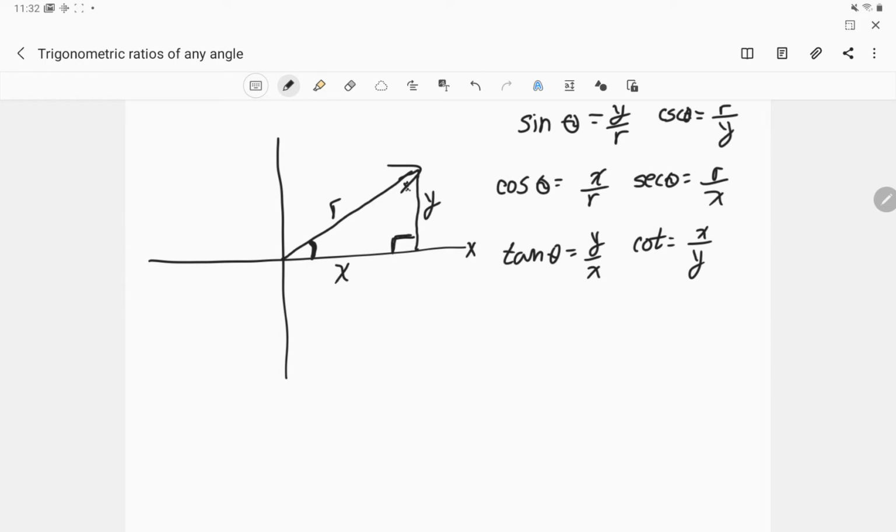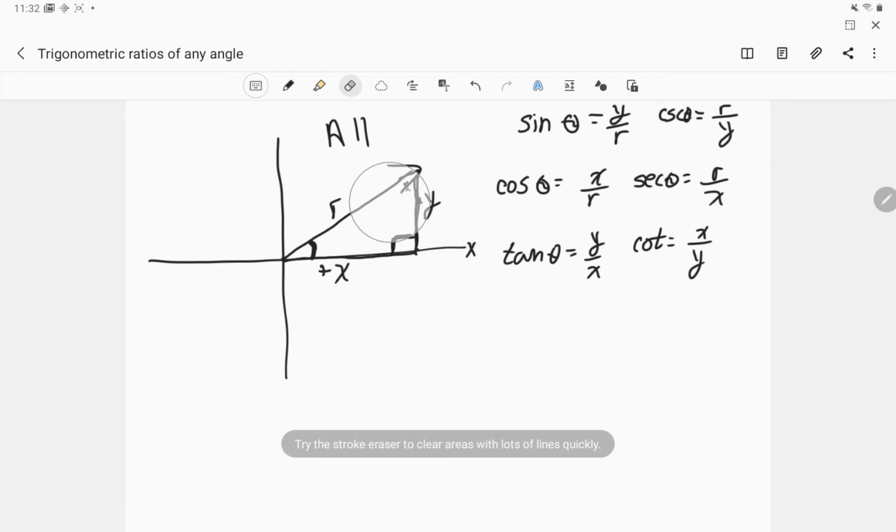It's just the reciprocal. Now, in this first quadrant, for the x, we start at the origin and go forward. For the y, we go up, meaning they are both positive. So when I look at my trig functions, all of them work out to be positive.